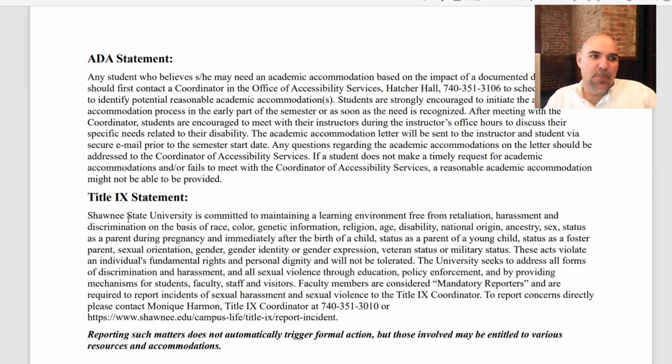If that's a larger font on the test so you can see it more easily, or if it's a quiet place to take the test, or any of the other possible accommodations, just communicate with me. You have to let me know so I can help you.